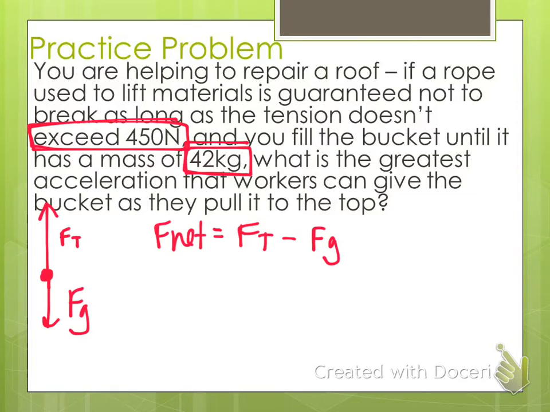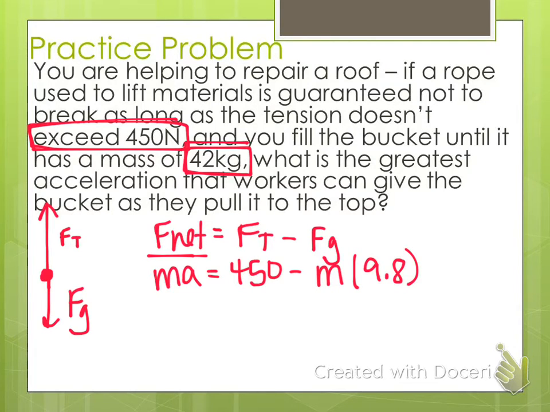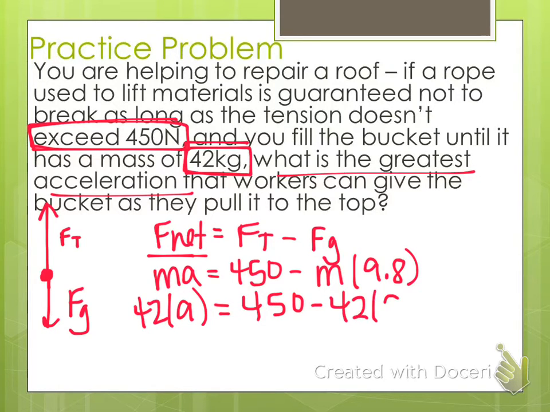Now we can start plugging in some substitutions here. What can we always substitute for F net? Good, mass times acceleration. We know that our maximum tension here is 450. We know that the mg is mass times 9.8. Okay, what are we solving for here? What's our goal? Acceleration, good. What is the greatest acceleration? So we can take 42a equals 450 minus 42 times 9.8. And we're going to end up solving for a. Make sure you have a calculator out plugging this in.